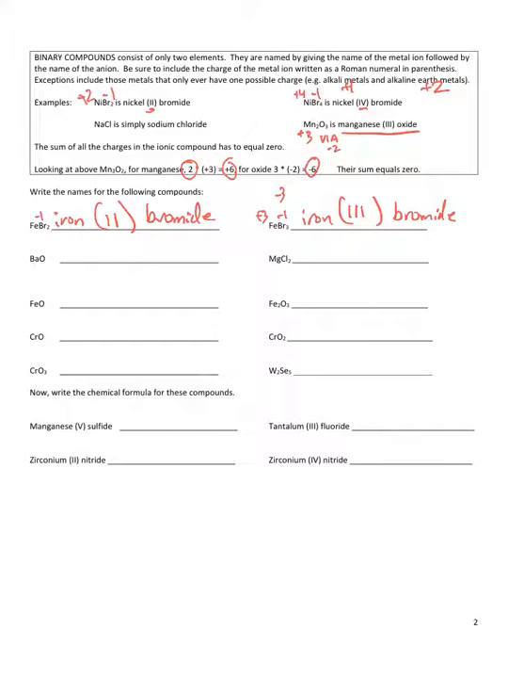Next one is barium oxide. Barium is +2 always, because it's in group 2A, and oxygen is -2. And so this is just simply barium oxide. You could say barium(II) oxide, but chemists like to be efficient, and since barium only has a +2 charge, we can leave that out. Same is true of magnesium chloride.